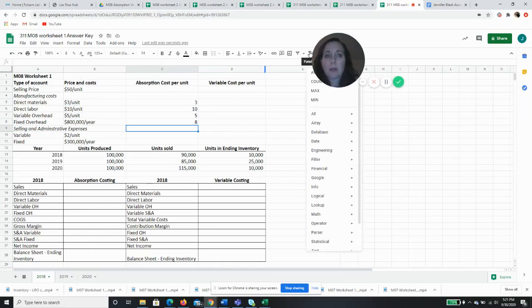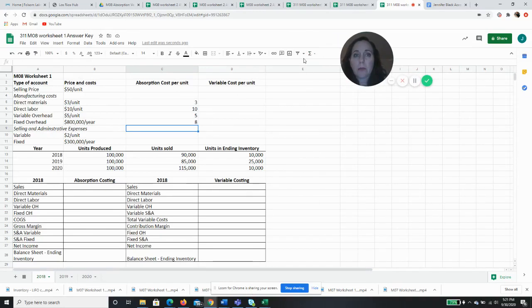And if we add that up, our absorption cost per unit is $26.